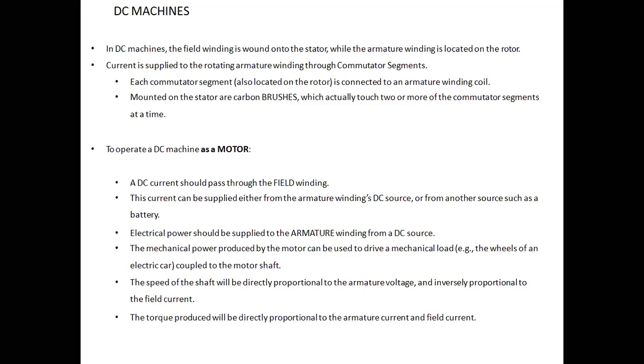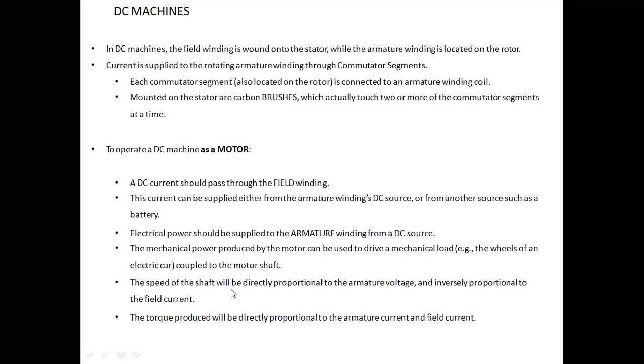The speed of the shaft will be directly proportional to the armature voltage, because when we give the applied voltage, when we give the power supply, only at that time the commutator will allow the current to flow through this rotating armature winding, and as it gets the current, that rotor will start to rotate, and the speed of the rotor will be directly proportional to the armature voltage. Because if we give a larger voltage, a larger current will flow and we will get higher speed.